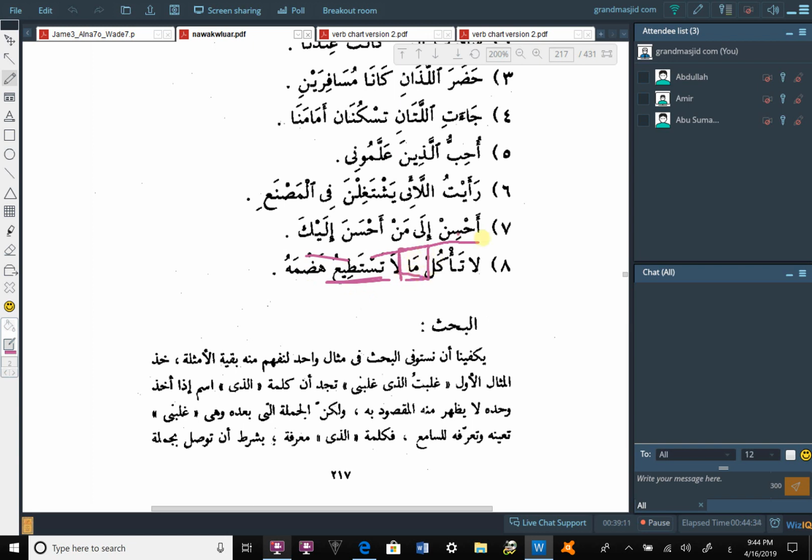Ahsan ila man ahsana ilayk. Do good to the one who did good to you. Ila man, to who? And you could replace this man with al-Ladhi. Do good to al-Ladhi ahsan ilayk. But this is for aqil and this is for ghayr al-aqil. Here, man is referring to a person who did good to you, and ma here is referring to food. Don't eat the food that you're not able to digest.